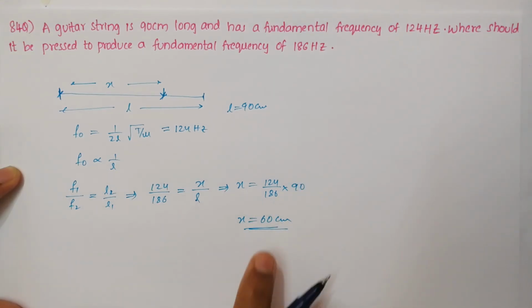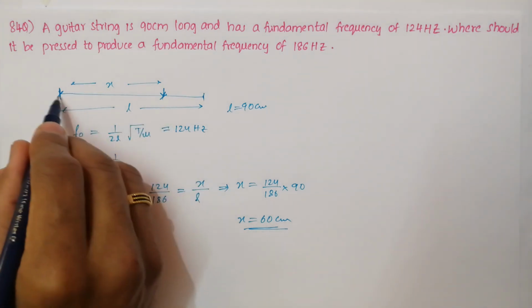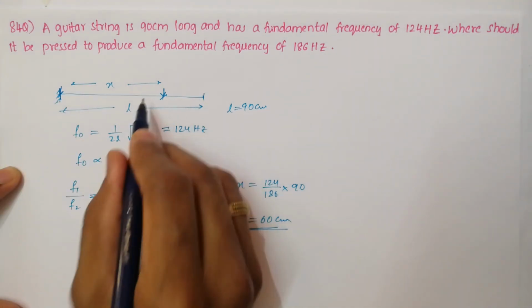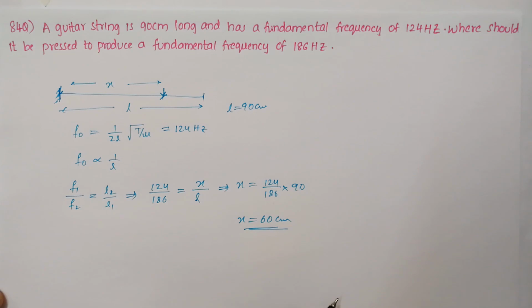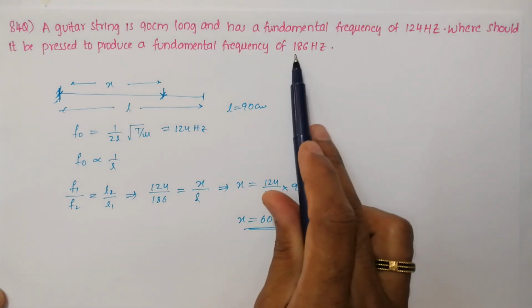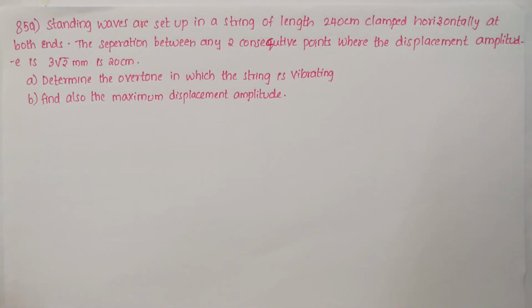So you have to press at 60 centimeters from this end or 30 centimeters from this end, such that the fundamental frequency will be 186 Hertz. Next question, standing waves are set up in a string of length 240 centimeter, clamped horizontally at both the ends. The separation between any two consecutive points where displacement amplitude is 3 root 2 mm is 20 centimeter.